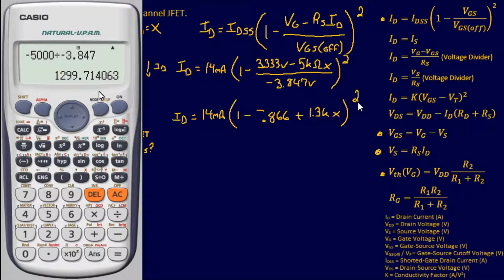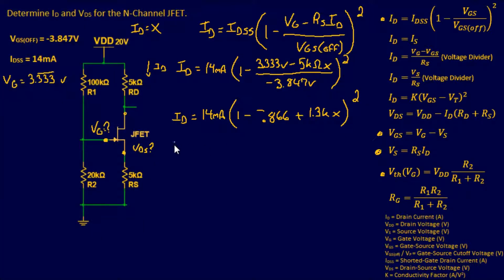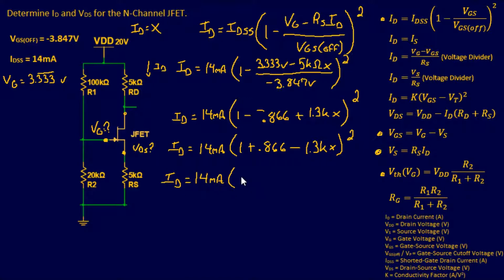Close parentheses and square. And now I want to get rid of this pesky minus sign, so it's going to be ID equals 14 milliamps again, times 1, and this is going to be plus 0.866, because a negative times a negative gives you a positive, and then a negative times a positive gives us a negative, so it's going to be minus 1.3 kilo ohms times X, and that's going to be square. Now I'm going to go ahead and add these two together, so it's going to be drain current equals 14 milliamps times 1.866 minus 1.3K times X square.